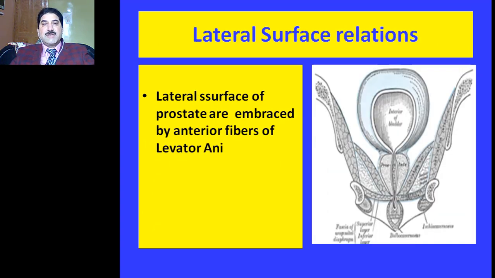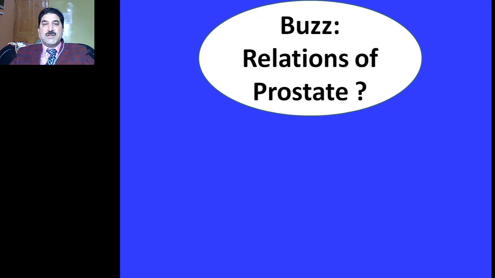Relations of the lateral surface. The lateral surfaces of the prostate are embraced by the anterior fibers of the levator ani muscle. The levator ani muscle forms the pelvic diaphragm. Let us go for a pulse session to discuss the relations of the prostate.